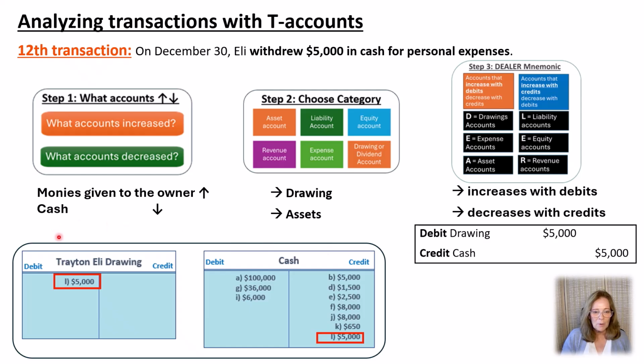We find the T account for Trade and Eli drawing and write the transaction ID L and the amount of $5,000 into the debit column of the T account. Then find the T account cash and write the transaction ID L and the amount of $5,000 into the credit column of the cash T account.